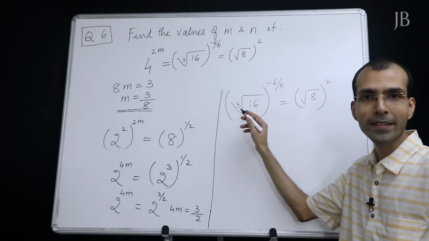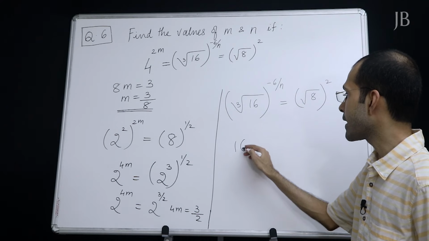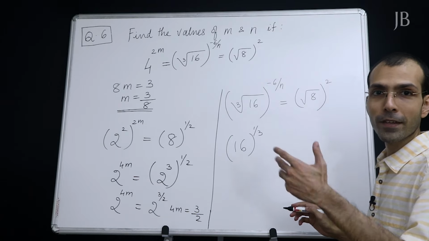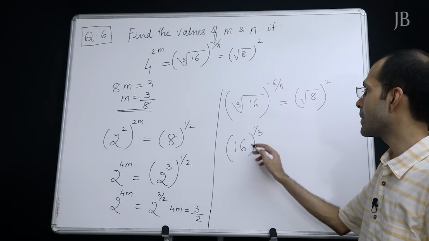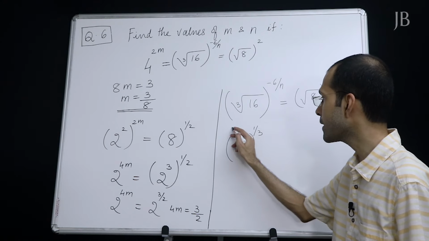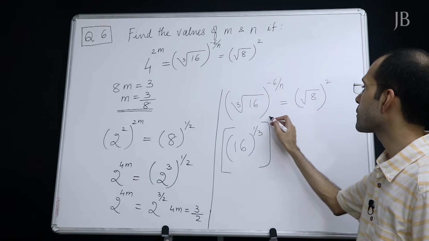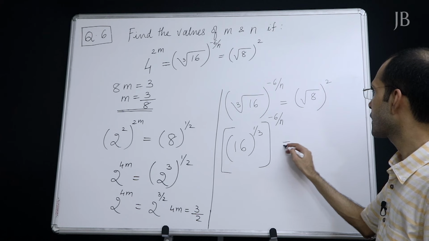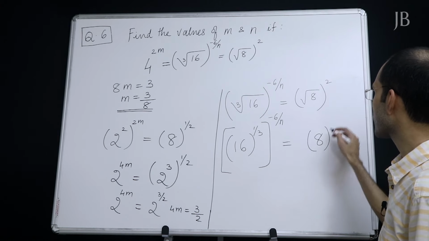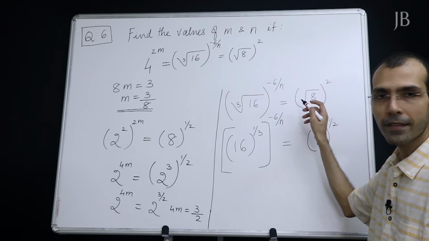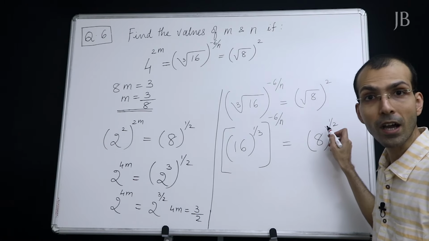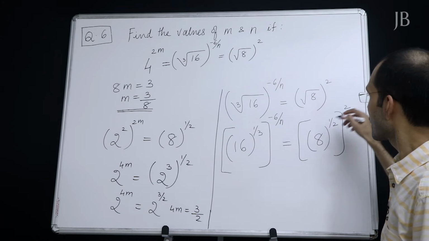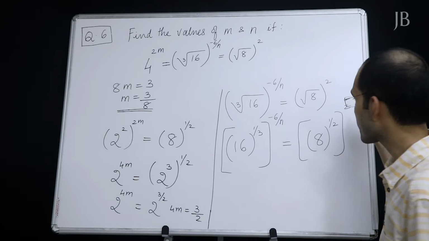This is cube root of 16. So this can be written as 16 raised to 1 by 3, isn't it? Nth root of x is x raised to 1 by n. So this will be 16 raised to 1 by 3, the whole raised to minus 6 upon n. This can be written as 8 raised to half, square root of 8, there is a hidden 2 out here, that is 8 raised to half, the whole raised to 2. Do not forget to put this 2, this is original. So this is 8 raised to half, the whole raised to 2.